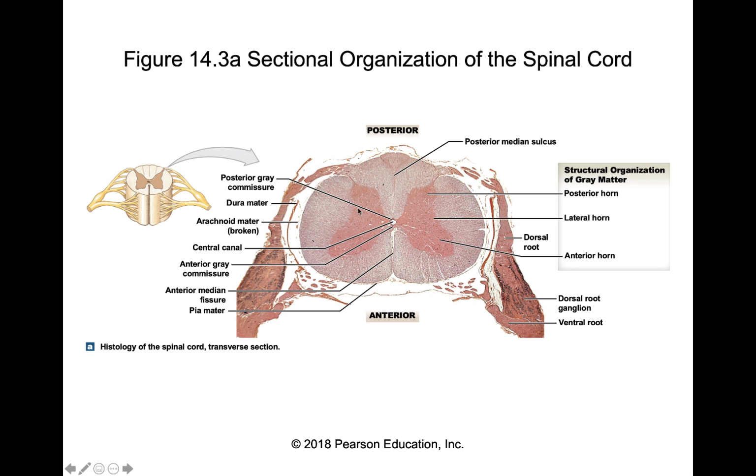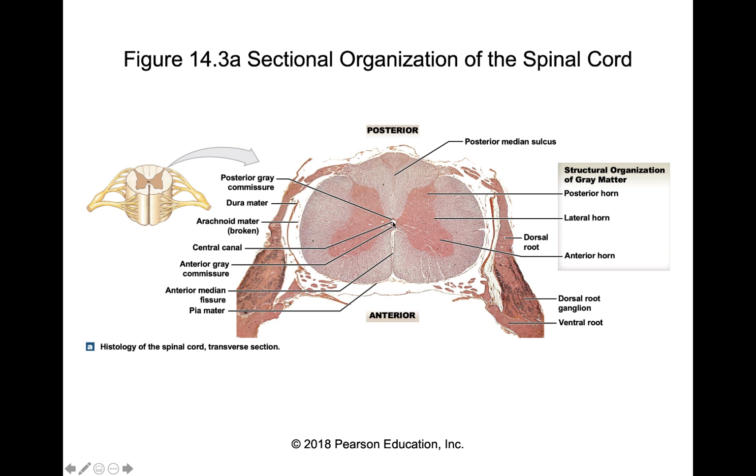Let's focus our attention on the gray matter now. So this area here, it's on the posterior side. It's called posterior horn. This area that's on the anterior side is called anterior horn. In the middle, if you're in the thoracic or lumbar area, you're going to have lateral horn as well.